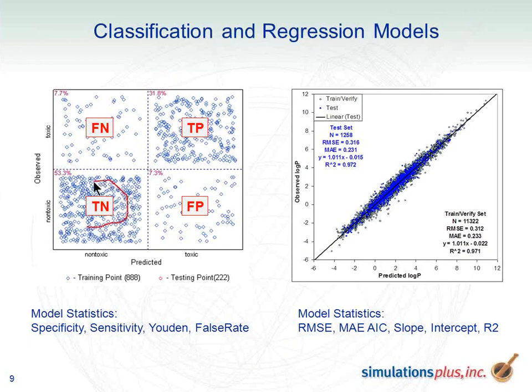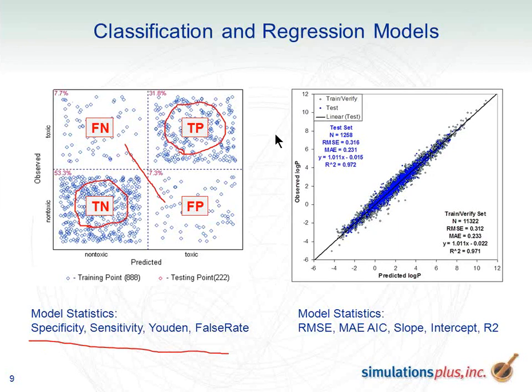In the lower left-hand corner, these are the percent of compounds that we correctly predicted, they are negatives, and we correctly predicted them as negatives. In the upper right-hand corner, we have the true positives. These are the compounds we predicted to be toxic, and in fact, they were toxic. Then along the other corners, we have the incorrect predictions, so false positives and false negatives here. And on the next slide, I'll talk about the model statistics.